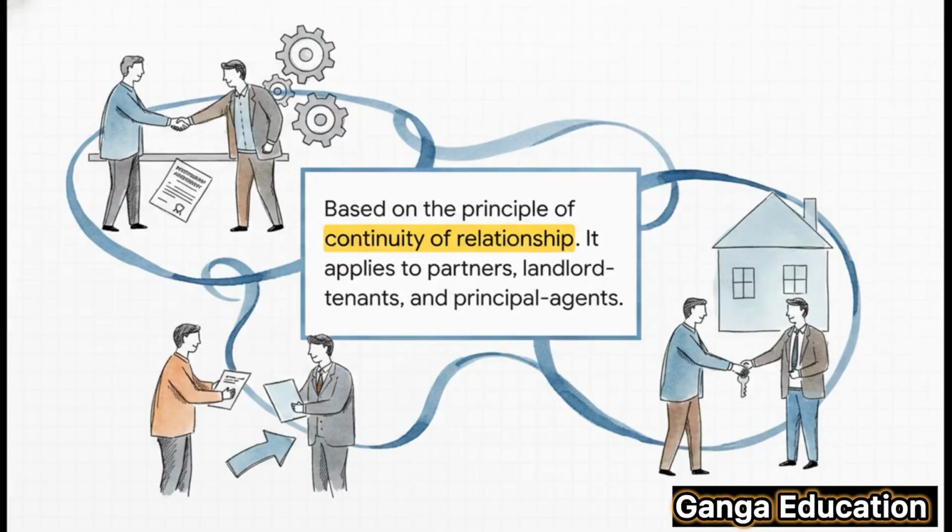And here it is, the formal text of Section 112. For your exams, it's really important to identify this section correctly. You'll notice it's very specific. It applies to relationships like partnerships, landlord and tenant, and principal and agent. These are all relationships that depend on an ongoing understanding between the parties.